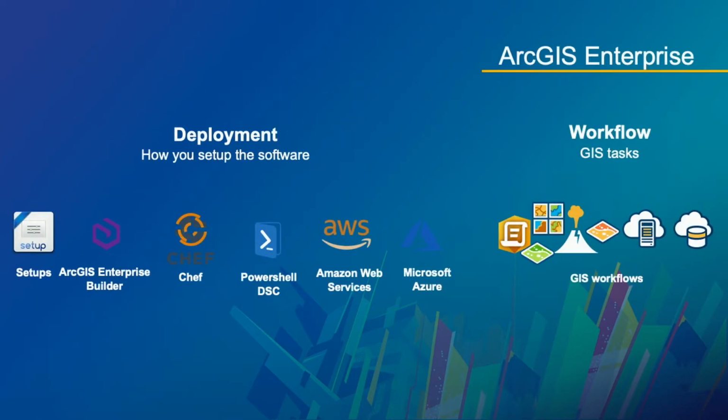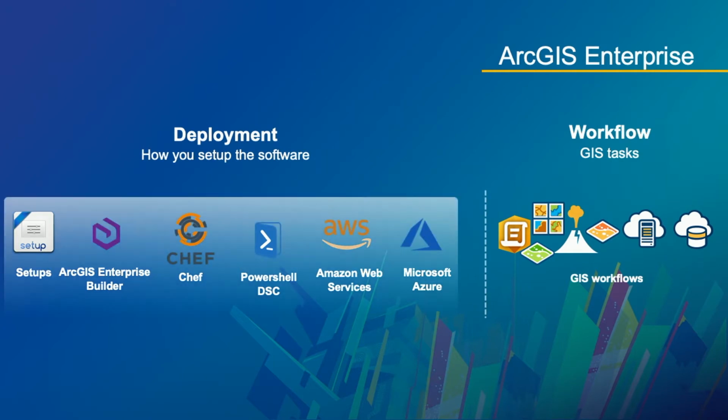Before we start, let's take a picture of ArcGIS Enterprise. You can think of ArcGIS Enterprise in two categories. On the left side is deployment, how you set up your infrastructure. We have setups, Enterprise Builder, and different automation tools. For Amazon and Azure, what's so special is that we provide special tooling that works for that environment. On the right side, after your deployment is set, there are GIS workflows: your services, your items, your users. There are those categories as well. In this session, we'll talk about both categories.